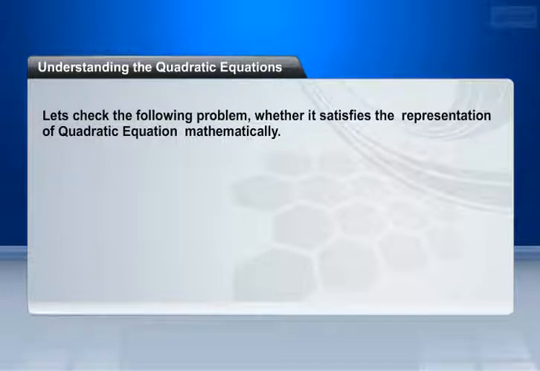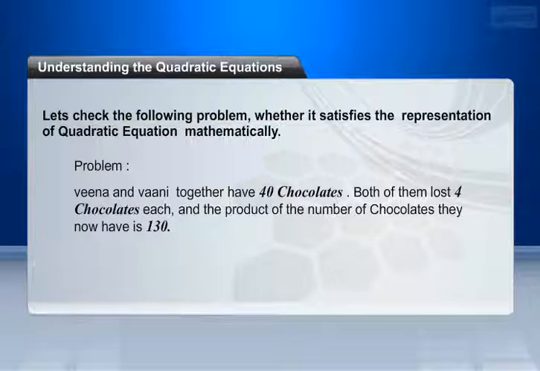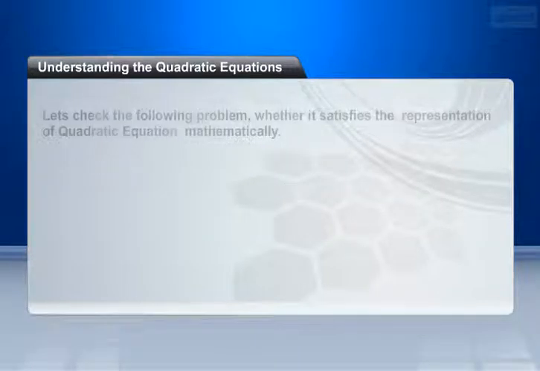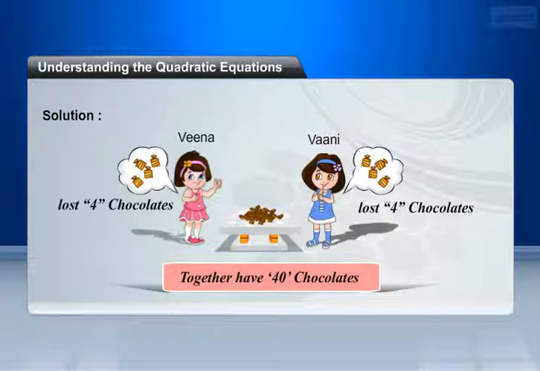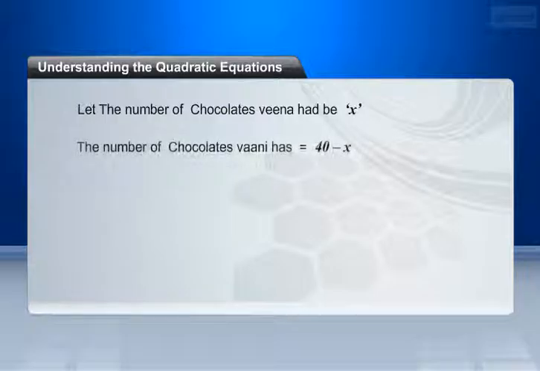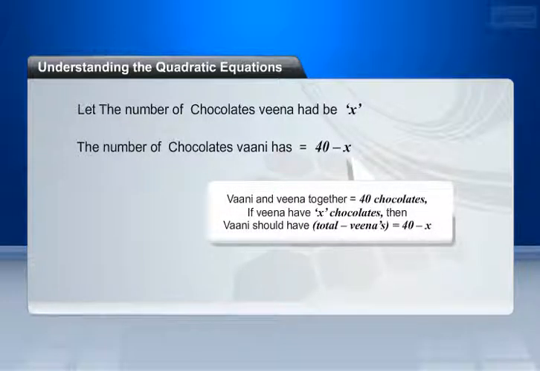Let's check the following problem, whether it satisfies the representation of a quadratic equation mathematically. Veena and Vani together have 40 chocolates, both of them lost 4 chocolates each, and the product of the number of chocolates they now have is 130. Let x be the number of chocolates Veena had. We know that together they have 40 chocolates. Then, the number of chocolates Vani has equals 40 minus x, since Vani and Veena together have 40 chocolates.